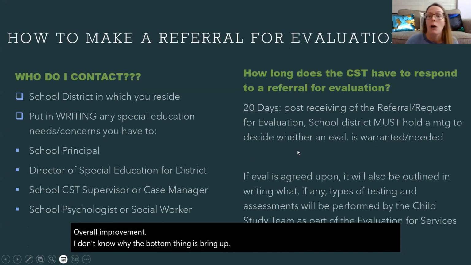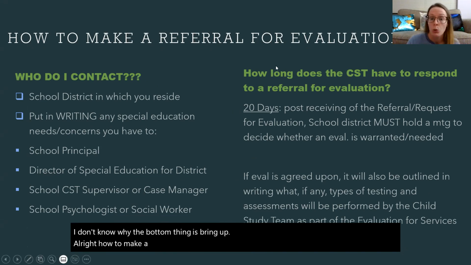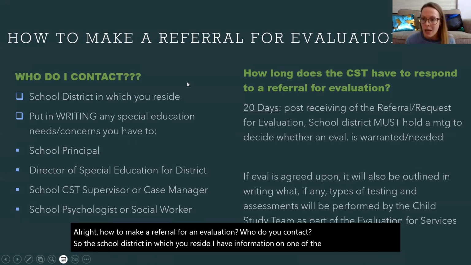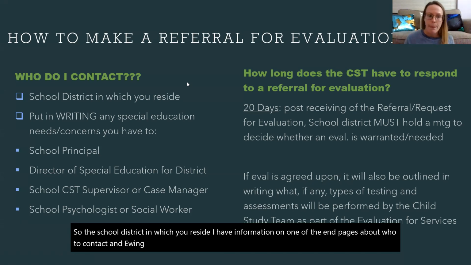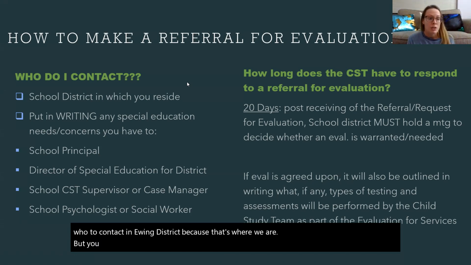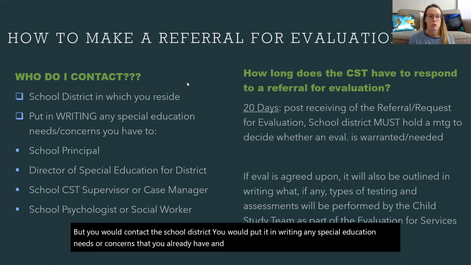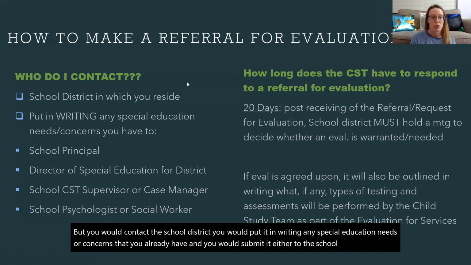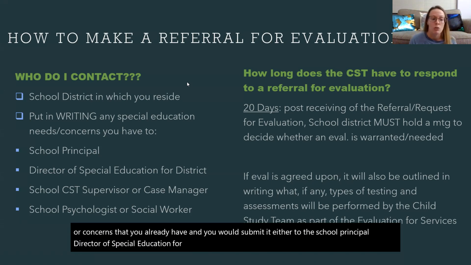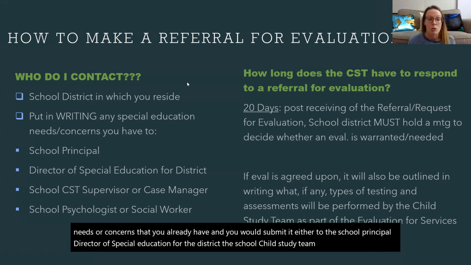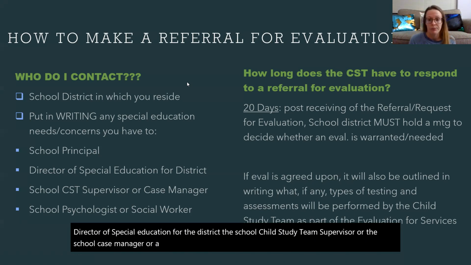All right. How to make a referral for an evaluation. Who do you contact? The school district in which you reside. I have information on one of the end pages about who to contact in Ewing District because that's where we are. But you would contact the school district. You would put it in writing, any special education needs or concerns that you already have, and you would submit it either to the school principal, director of special education for the district, the school child study team supervisor, or the school case manager, or a school psychologist or social worker.